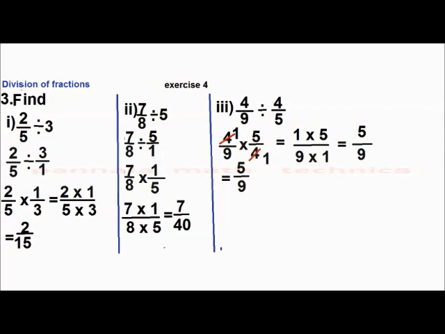4/9 divided by 4/5. So 4/9 times the reciprocal of 4/5, that becomes 5/4. That is 4/9 times 5/4. Now 4 is in the numerator's place and 4 is in the denominator's place, so they can cancel each other. The 4 will be gone and 1 will remain there, and here also the 4 will be gone and 1 will remain there. That becomes 1 times 5 over 9 times 1, which is equal to 5/9.